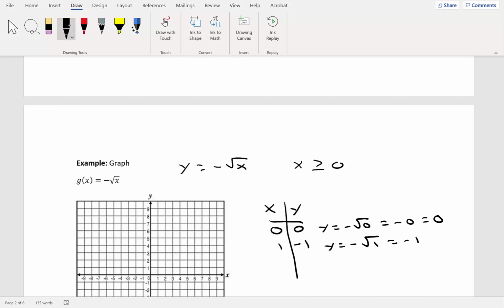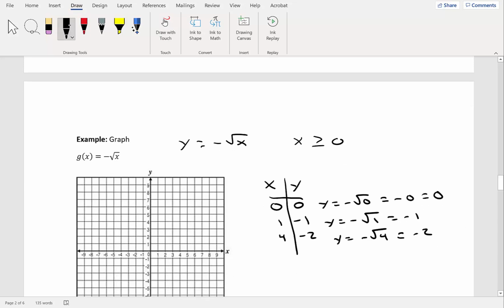Let's find a couple more points. Next perfect square would be 4. So I'd have y equal to negative square root of 4. Remember, the minus stays on the outside. Now square root of 4 gives me 2. So I have 4, negative 2. Next perfect square would be 9. So let's plug in 9 for x. We have y equal to negative square root of 9. The minus stays on the outside. Square root of 9 gives me 3. I'm sorry, negative 3. My final result is negative 3.